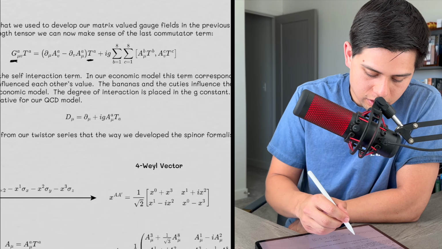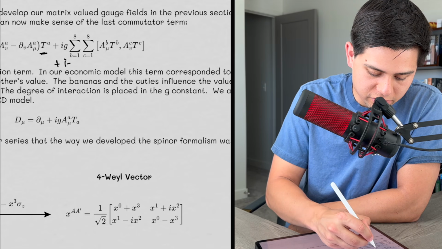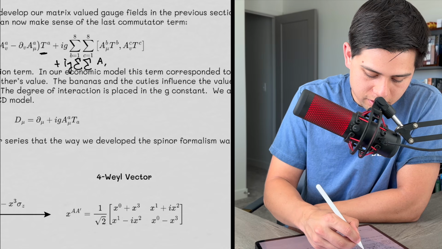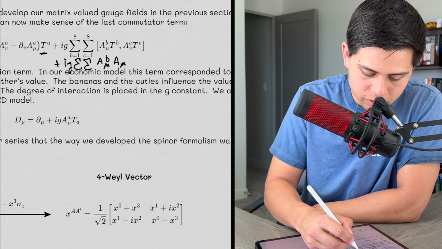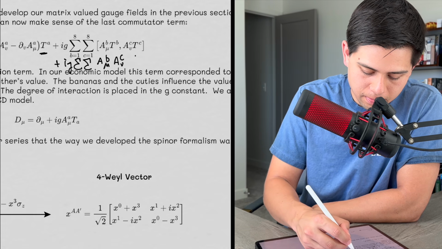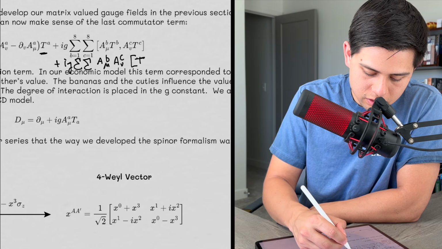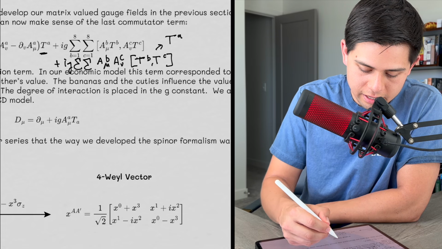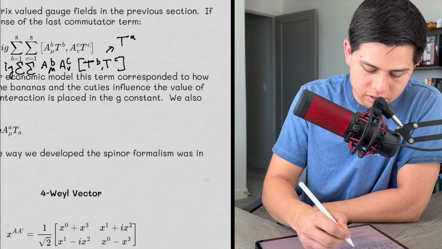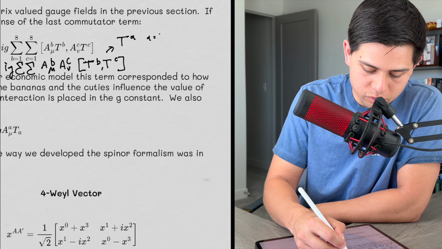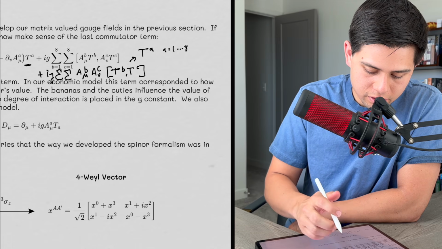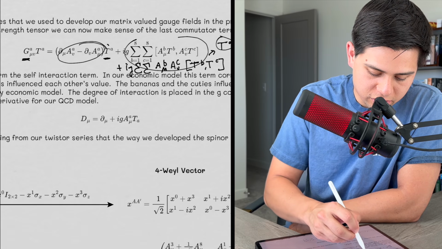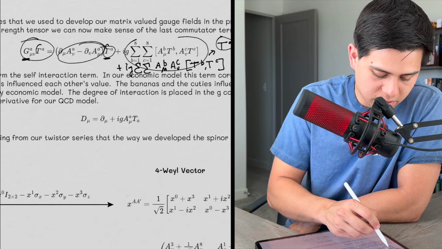So this last part here is g, sum over B and C, A_mu^B, A_nu^C, T^B T^C, right? And so this is going to be T^A, and A, again, goes from 1 to 8, right? So we can see that this thing here is a matrix because of this. This thing here is a matrix because of this. And so this thing here is a matrix because, again, of this.